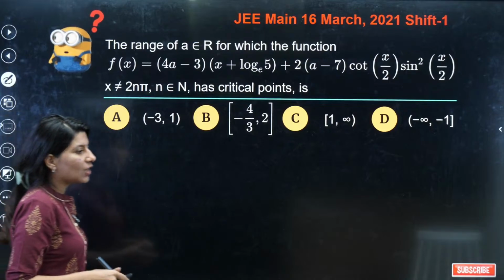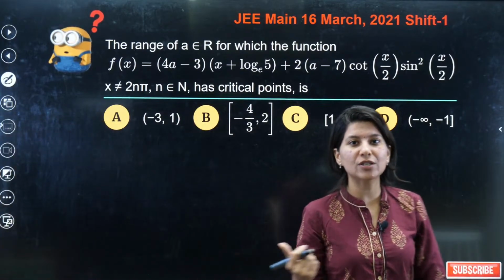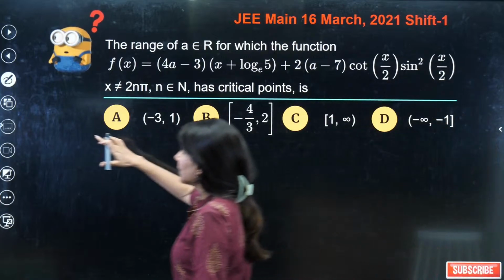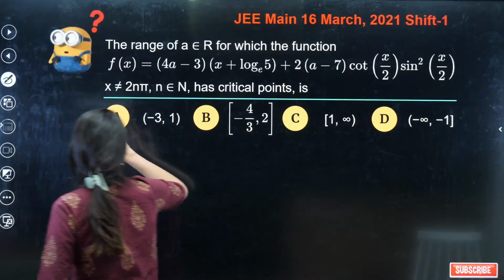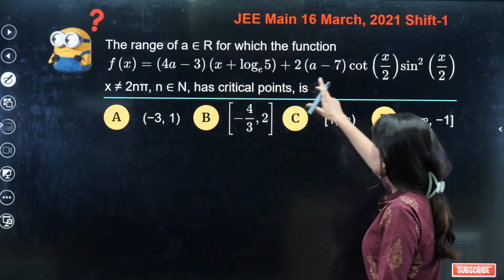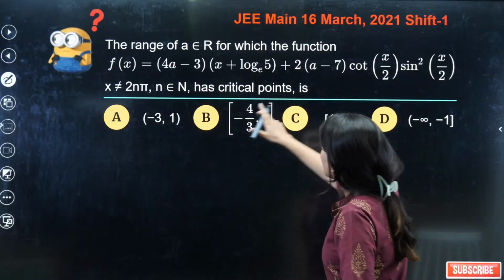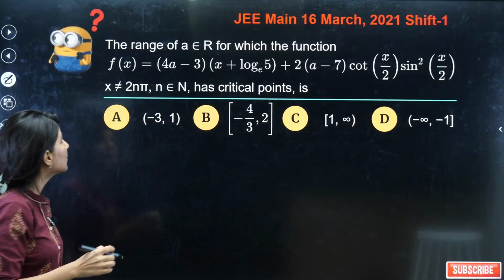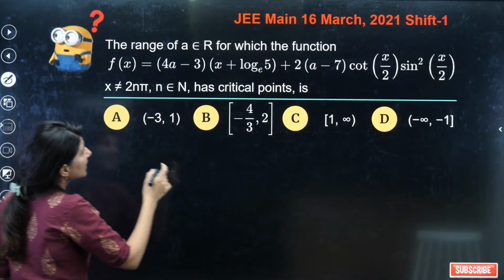First of all, let's find out the critical points. Let's do a question related to critical points. This was asked in JEE Mains 2021. Let's do a question only for critical points. So the range of a for which the function has critical points. So f of x is this.